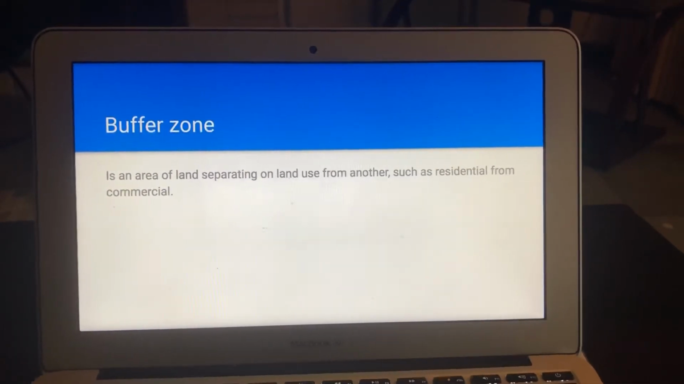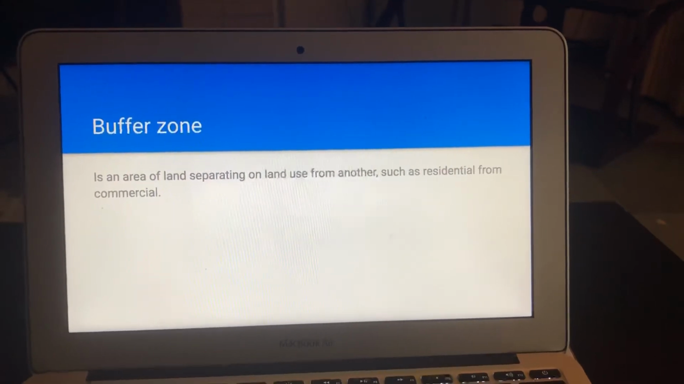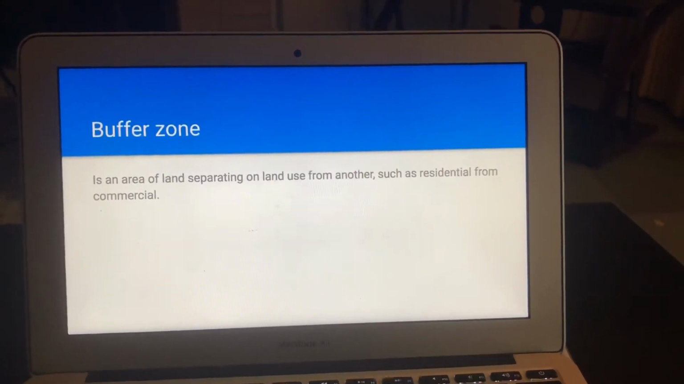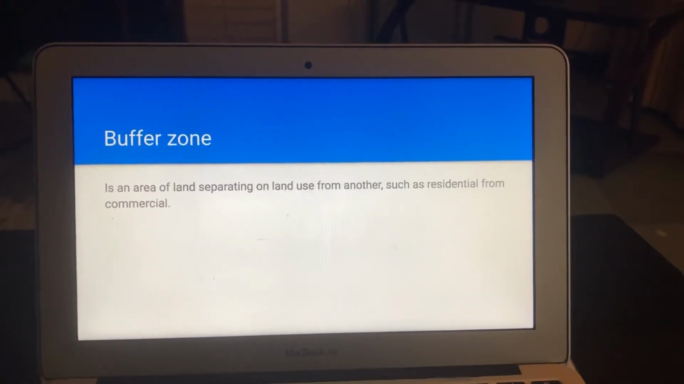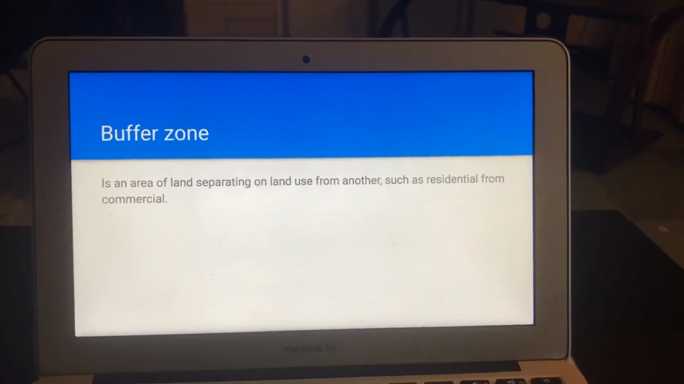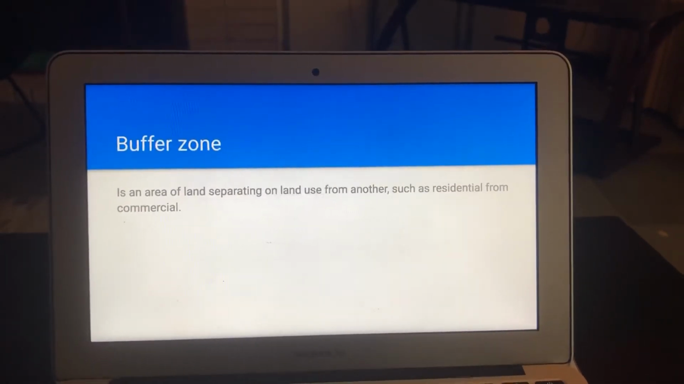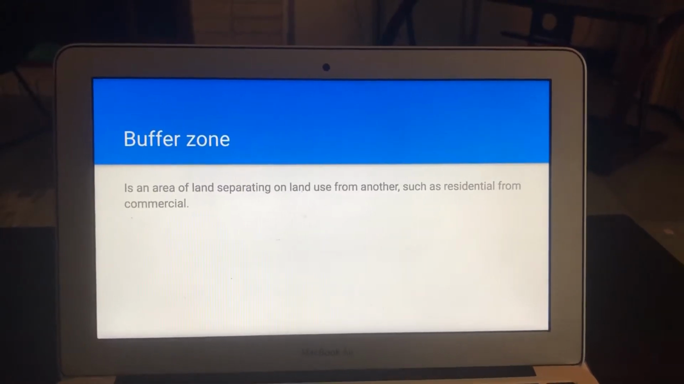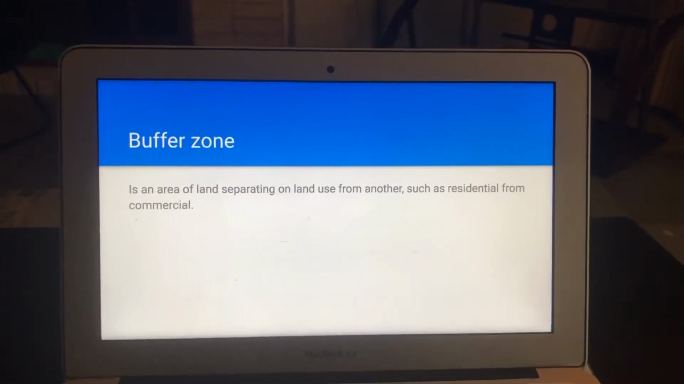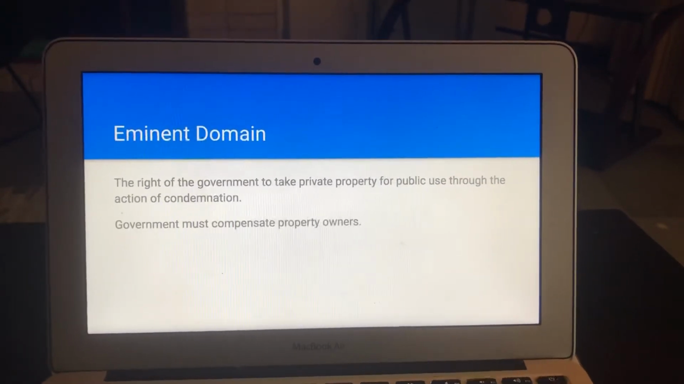You have buffer zones, and a buffer zone is an area separating one land use from another, such as a residential form. So basically, a buffer zone would be between commercial use of land and residential use of land. It may be bushes, a parking lot, or even townhomes or something like that.